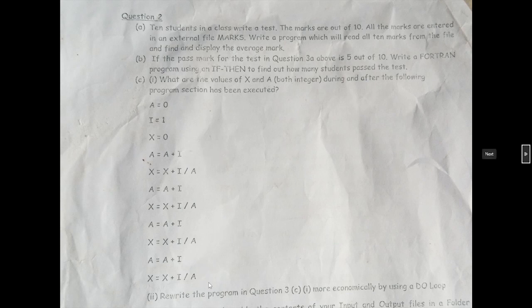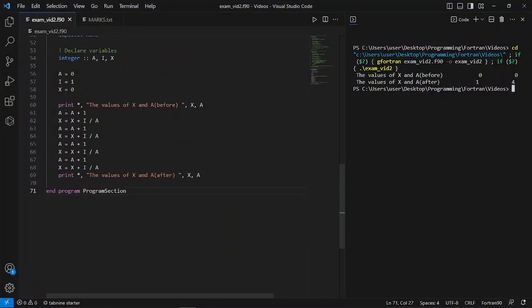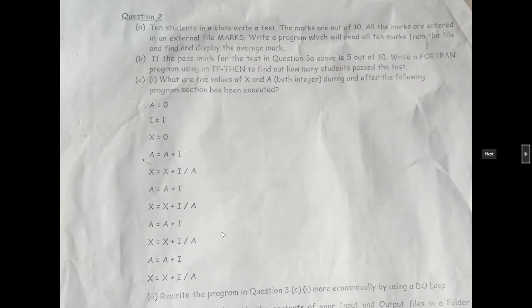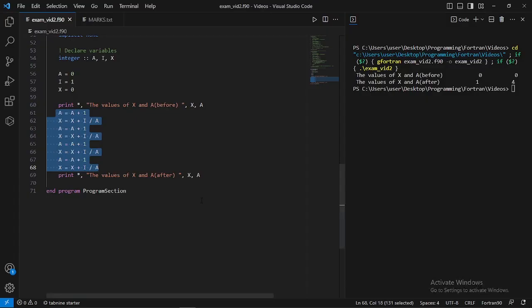Then moving on to 2CII, the 2CII asks us to rewrite the program in question 2CI more economically using a do loop. So basically what they're asking us to do is, instead of this code reiteration, we should just put it inside a do loop. So for that, I'm going to put the do loop inside the same program. I'm going to say do.